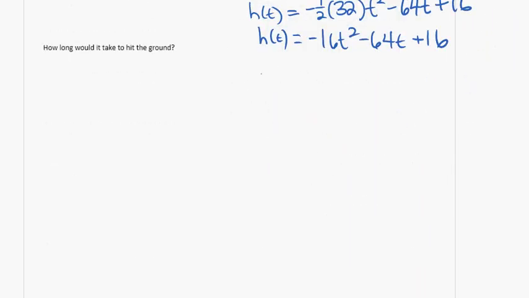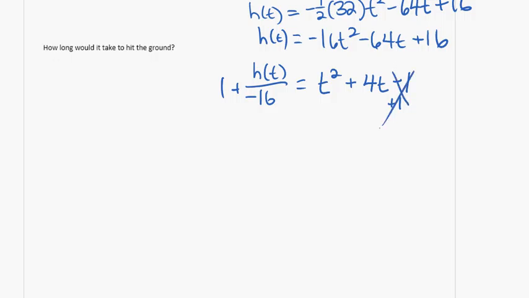So let's do that. I'm going to divide everything by negative 16 to get my a value to be 1. I could have subtracted the c value first, but I decided to do this first on this problem, no specific reason. So t squared plus 4t minus 1. How convenient those numbers are. So now I'm going to add 1 to both sides to get my c value to be 0. And now I'm ready to complete the square.